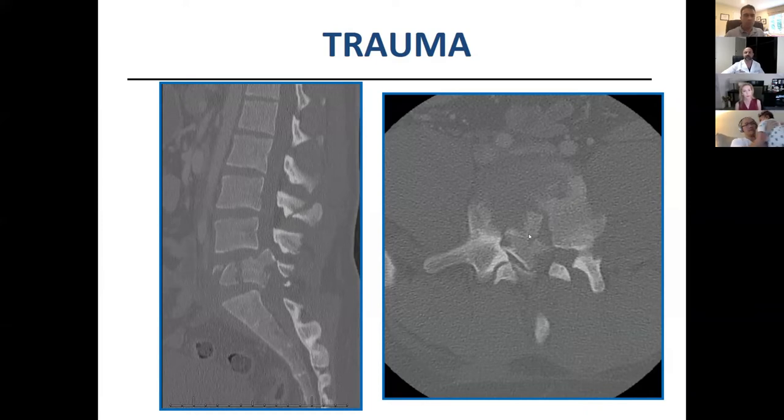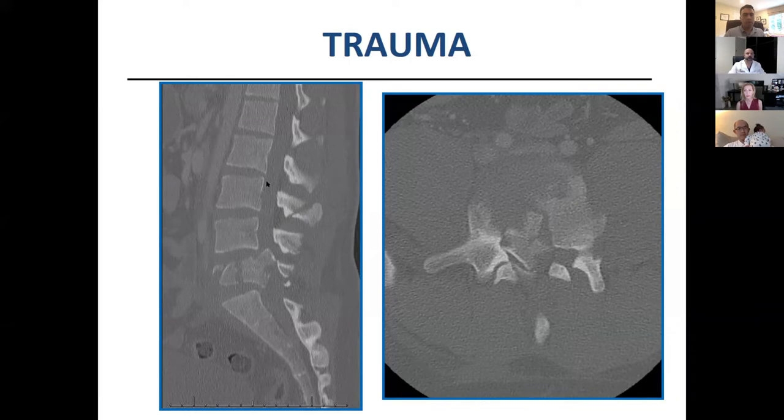What are your thoughts? This guy's going to come in the middle of the night, incomplete, can't move his feet, has a little bit of iliopsoas movement, he's got a Foley in. What are you going to do? And I'll throw this also back to the audience and the participants. What would people do here?